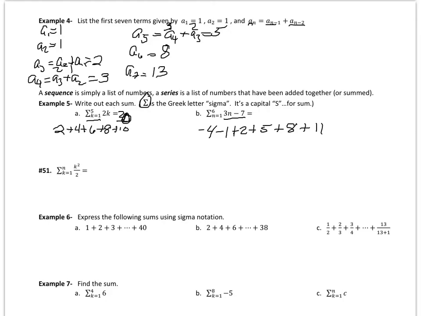So we add all those up. So we add negative 4 plus negative 1 plus 2 plus 5 plus 8 plus 11. So it's 10, 20, 21. And there's your sum. Okay, all right, 51. Now, notice k goes from 1 to n. Okay, so we don't know where it ends.